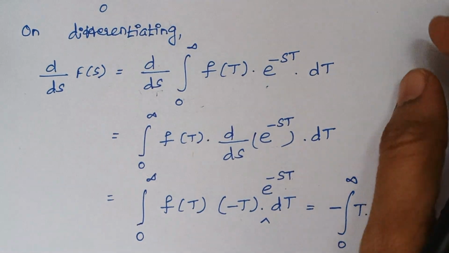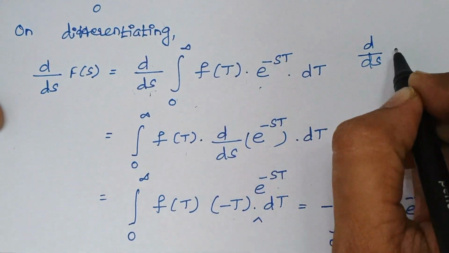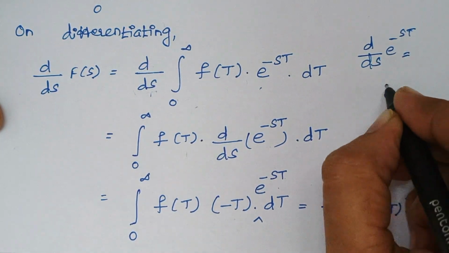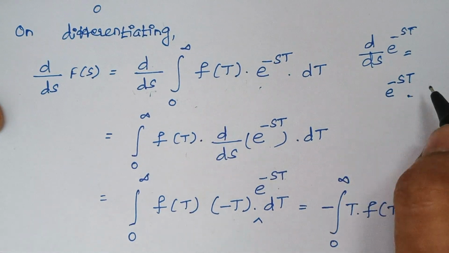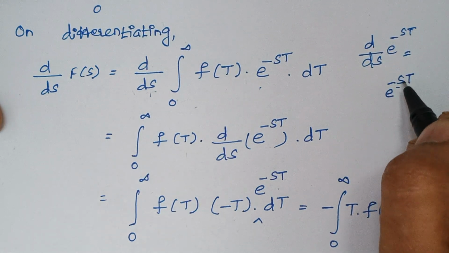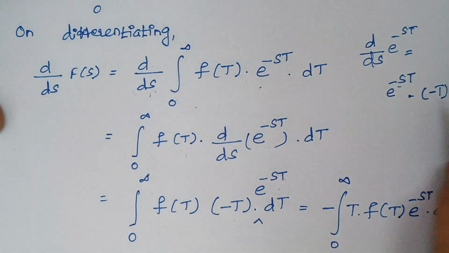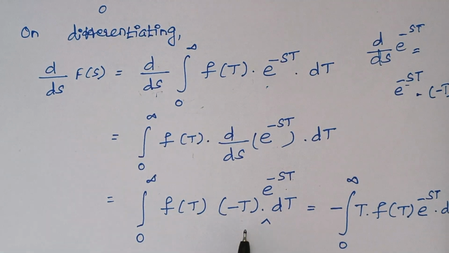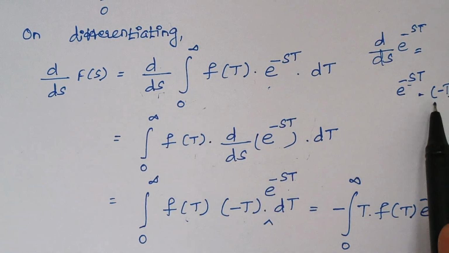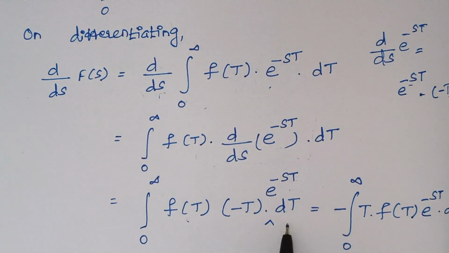Here I can explain. d by ds of e power minus st is nothing but, here this e power minus st remains the same. So e power minus st you write as such, and the next step is we are going to differentiate the elements in the power. When you differentiate, this s term reduces to 1 and the remaining will be minus t. So here that forms our next step, that is this f of t as such. When you differentiate this term, what is our answer? Minus t into e power minus st. Here I have written this, minus t into e power minus st into dt.